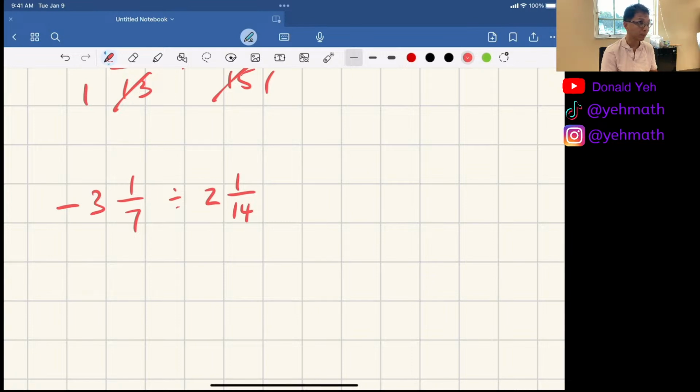You guys solved it? Emerson? No? It's a dividing fraction.